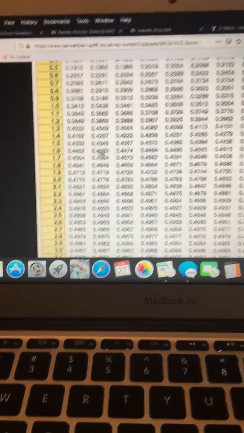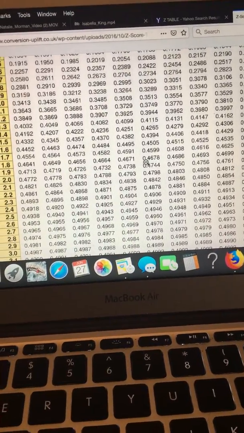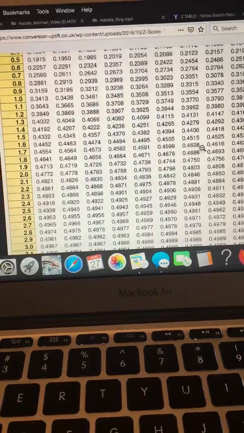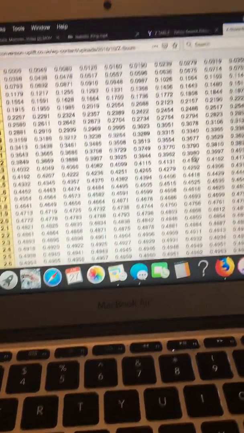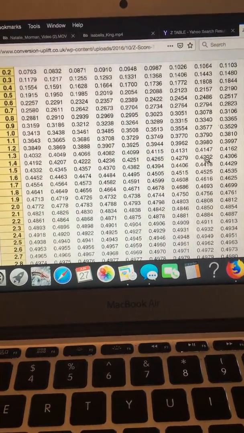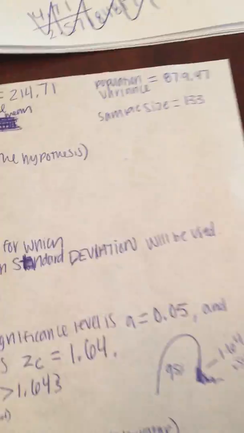So 1.6 corresponds to 1.45. Let's see, up at the top, 1.45, 1.6, which is just dead center of our data. So I'm thinking 1.64 would be the correspondence with the 0.05 significance level.